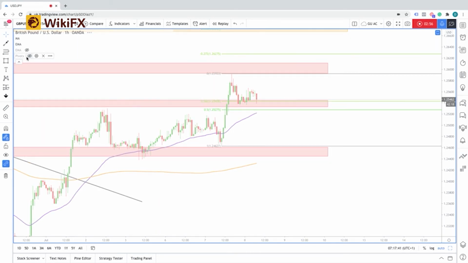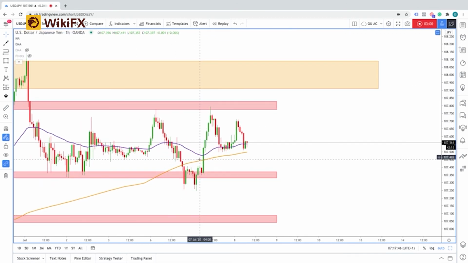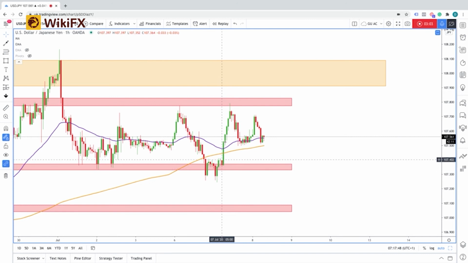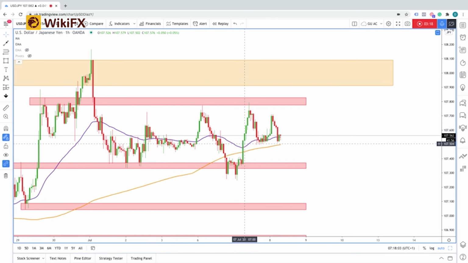Moving on to dollar yen. Quite uneventful yesterday. We did see price just continuing to consolidate between these two zones. As we stated yesterday, we were potentially looking for a move into this zone, after which we were expecting sellers to step in, and that's exactly what we did see. We saw this bullish continuation higher as dollar strength came into the market against the Japanese yen.